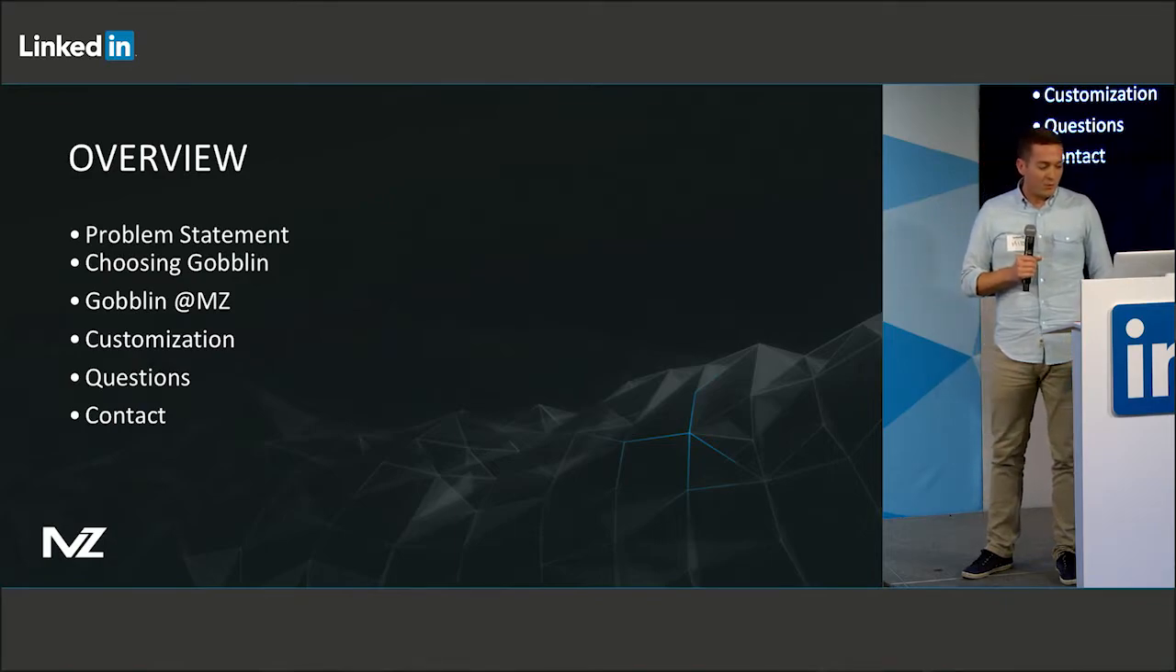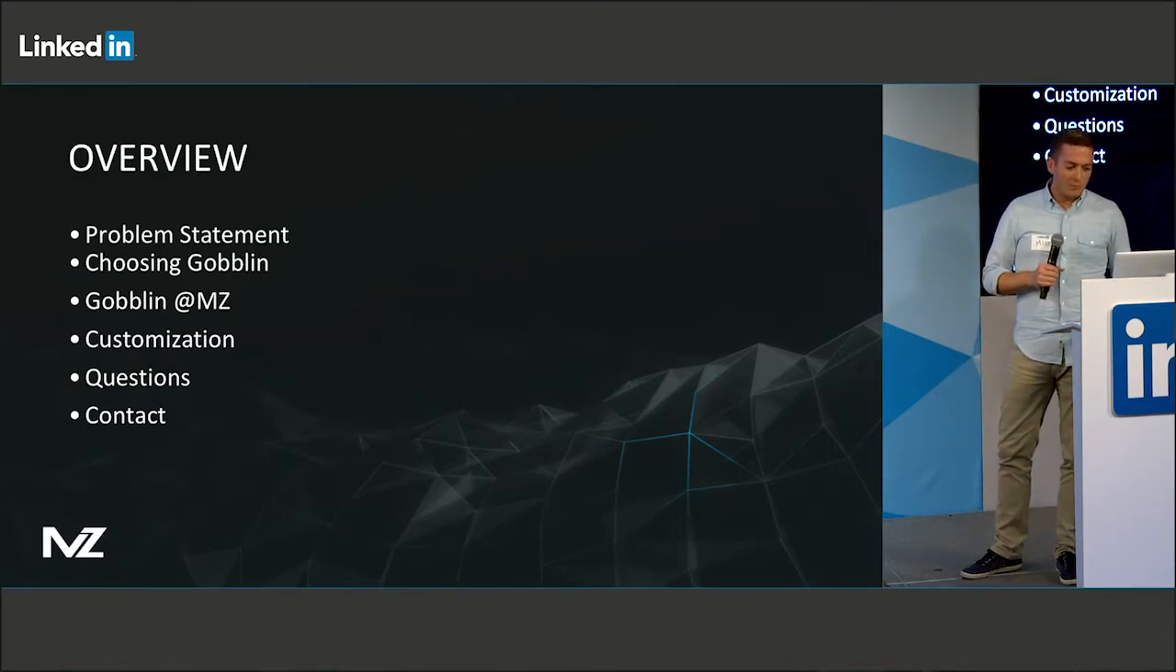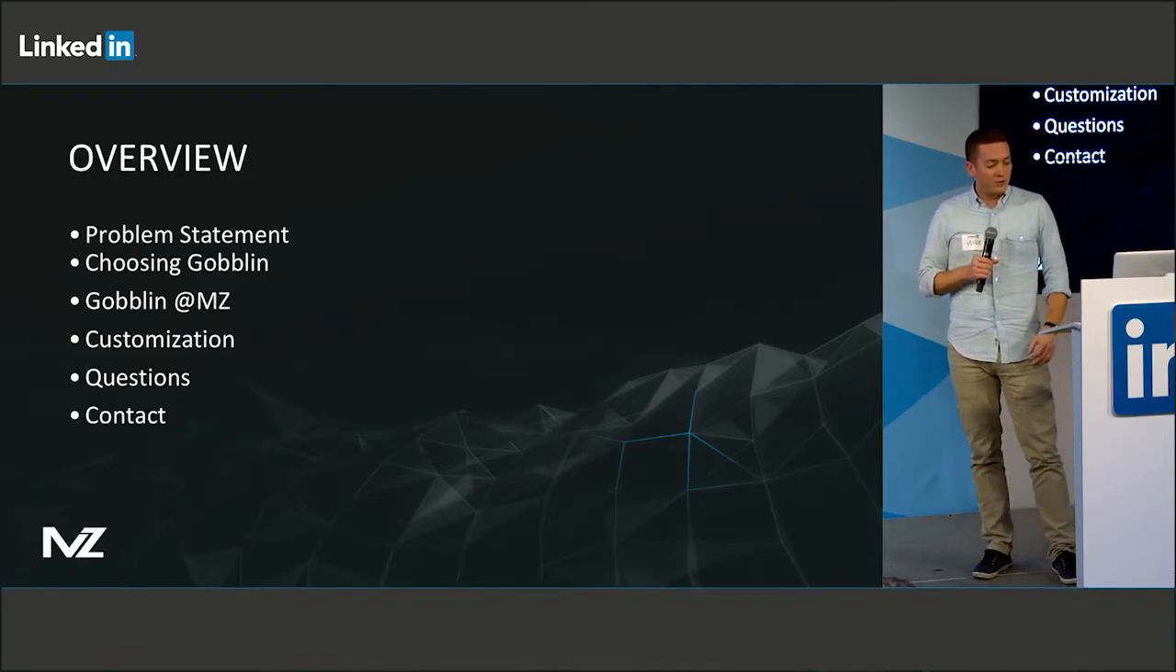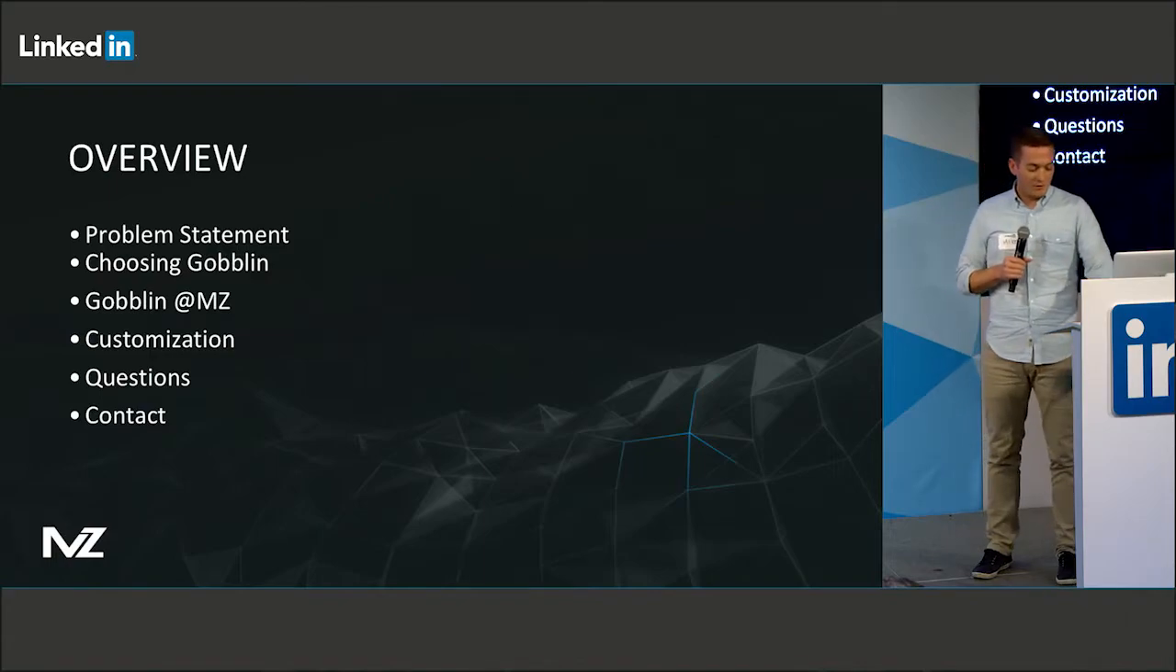So, a little overview of what we're going to talk about: the requirements that we had and some of the problems we were encountering, how and why we chose Goblin, then some of the customizations and how we deploy Goblin and how we use it. And then we'll go with some questions at the end if there's any time.